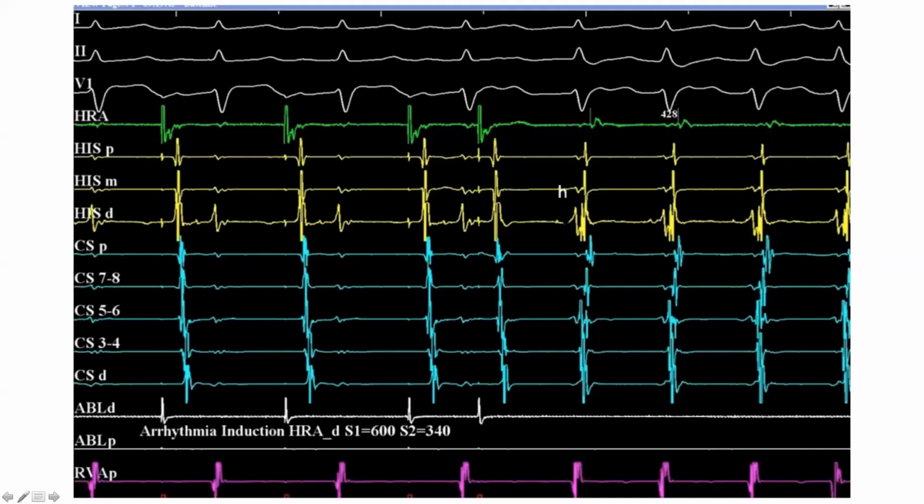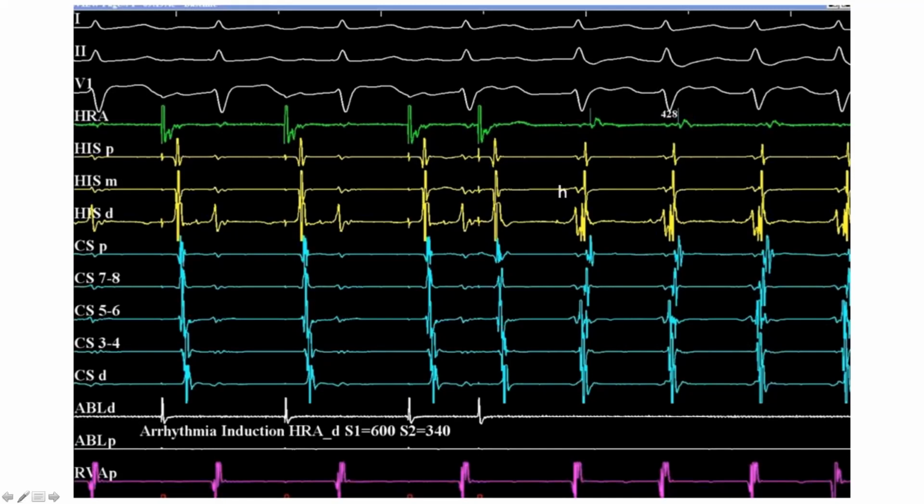By the time it's gotten down to the bundle of His, the fast pathway has recovered, and it can now go backwards up through the fast pathway. So the reason that you get such a short interval here is because you are activating the atrium and the ventricle, what we talk about as activating them in parallel. It's whipping around this reentrant circuit between the fast and the slow pathway, and it's activating up to the atrium, down to the ventricle pretty simultaneously.